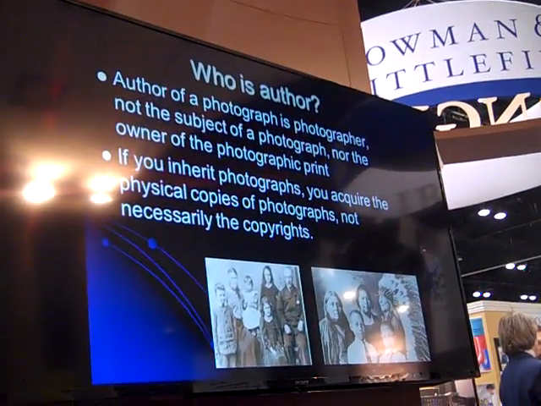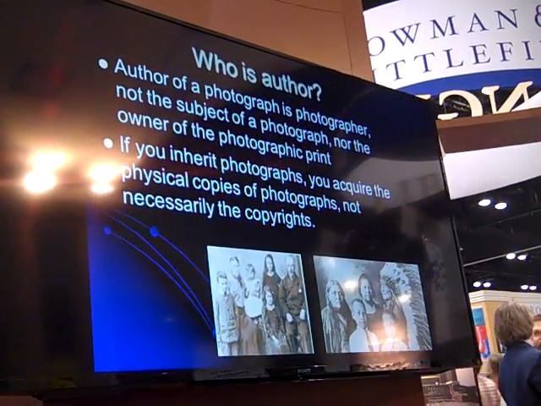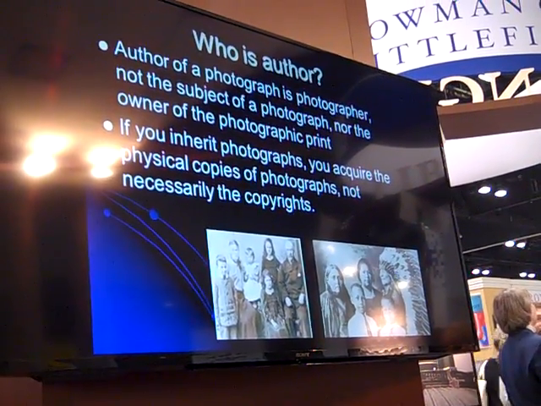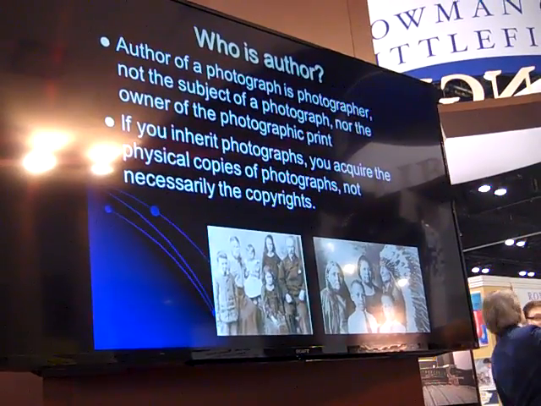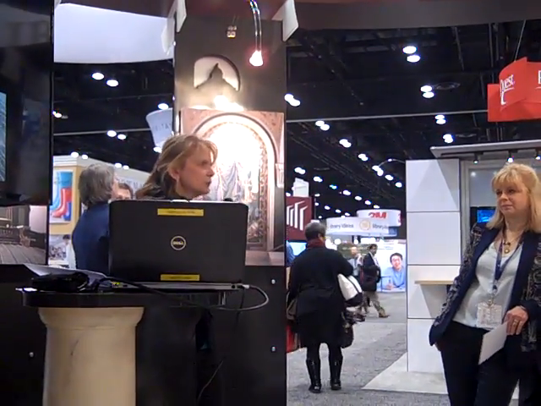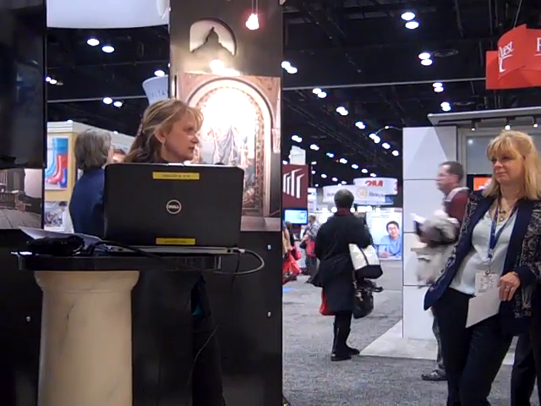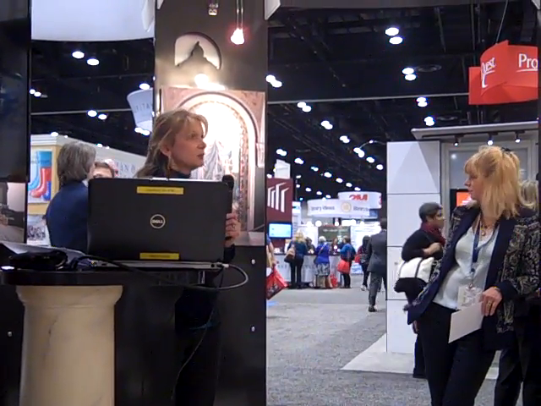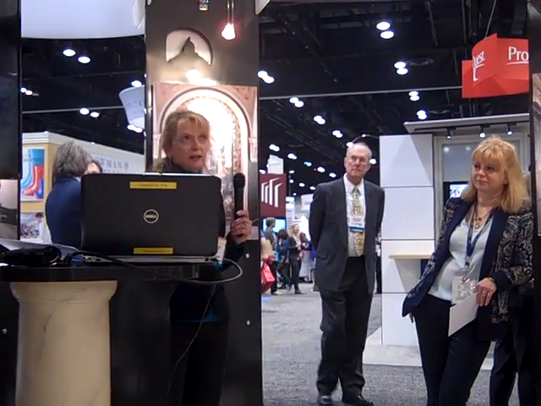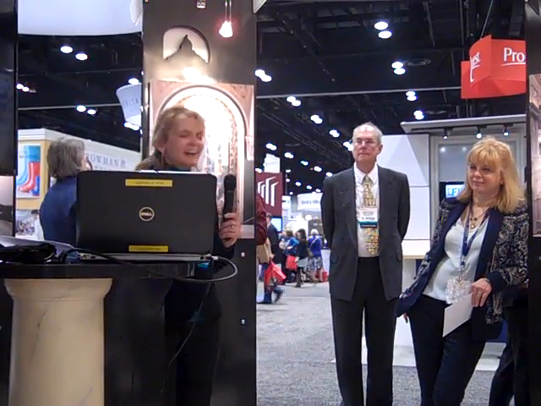So when we look at who the author is, the author of a photograph is the photographer, not the subject of a photograph, nor the owner of the photographic print. People somehow misunderstand this point. It's very clear when you're dealing with a book. If you own the book, you don't acquire the copyrights. But with photographs, people somehow miss that point. They think that they own the prints, they own the negatives, and so don't they own the copyrights?